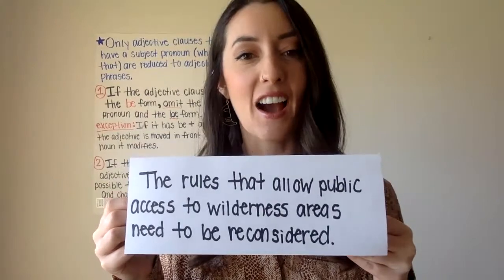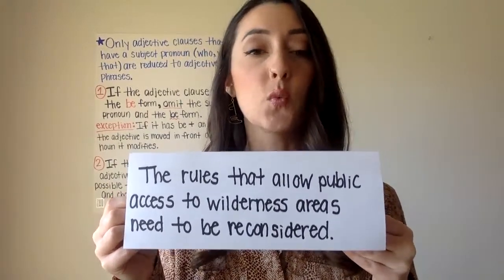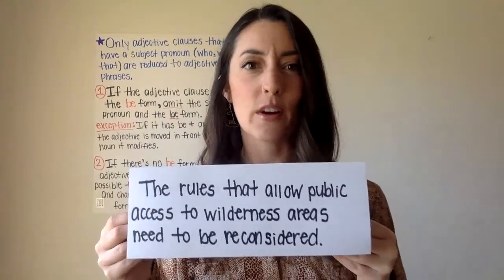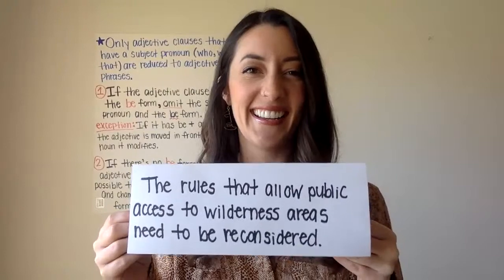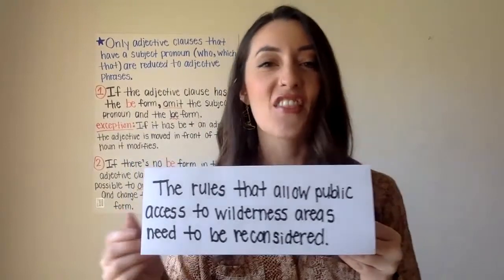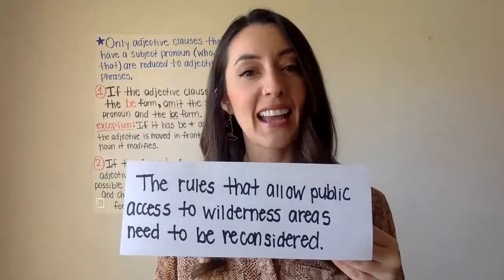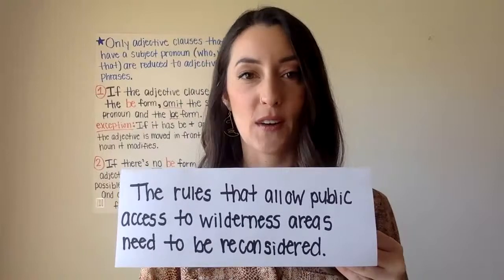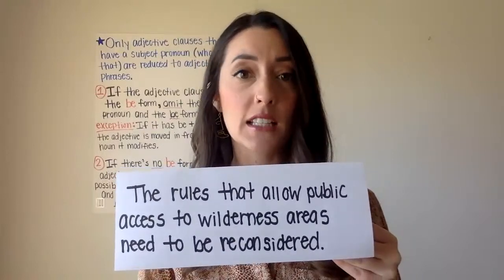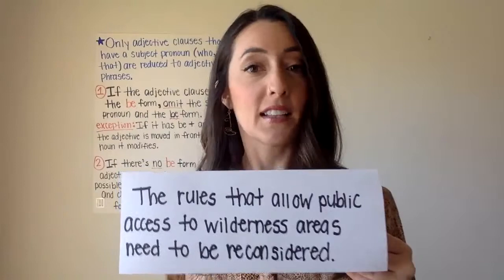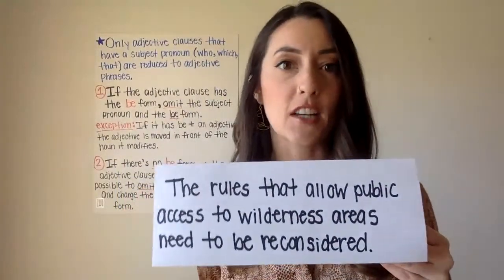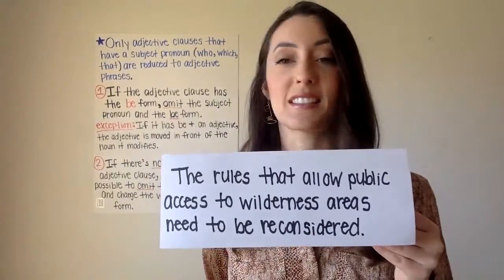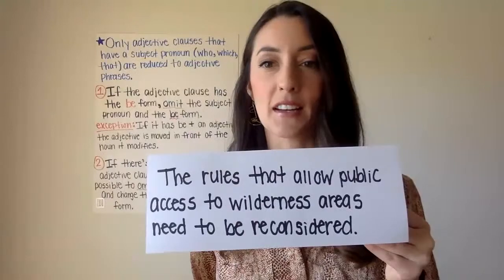The rules that allow public access to wilderness areas need to be reconsidered. I tried to do some more advanced sentences in here for you all to practice your vocabulary. The rules that allow public access to wilderness areas need to be reconsidered. All right, so how do we change this from the clause to the phrase? It doesn't have the verb be. Make sure you find your subject pronoun and the verb that follows it. And then what are you going to add to it? I'll give everyone just a moment. Type your answers in the chat.